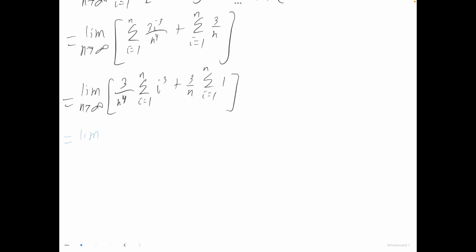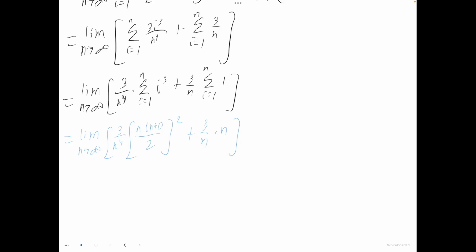So we have the limit as n goes to infinity of 3 over n to the 4th times the sum of i cubed from i equals 1 to n, which is n times n plus 1 over 2, all squared, plus 3 over n times the sum of just 1, which is n. We've done that before.